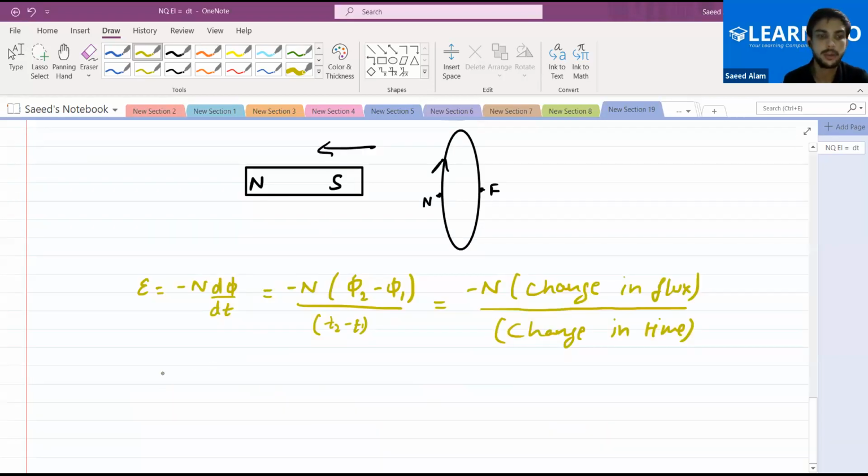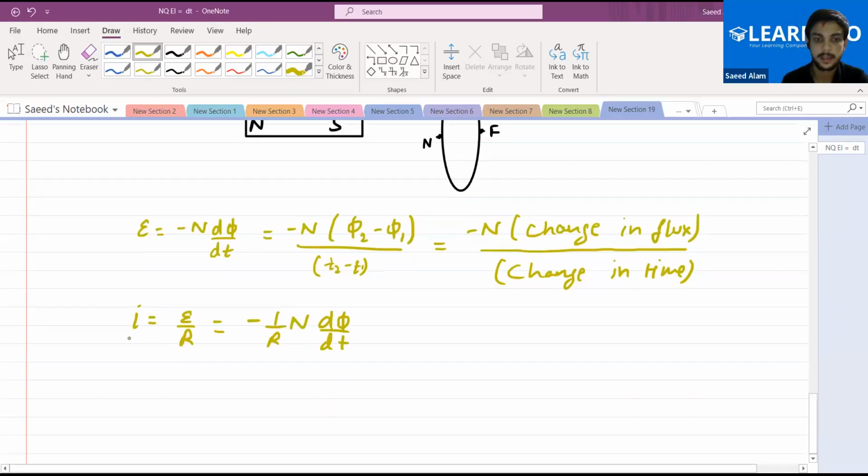If you already know E, then you can define I also. What will be I? I equals V by R, that is E by R. So you will get minus of 1 by R times n times dΦ by dt. These are small things that you can derive by yourself also. And this I you can replace by dq by dt also.